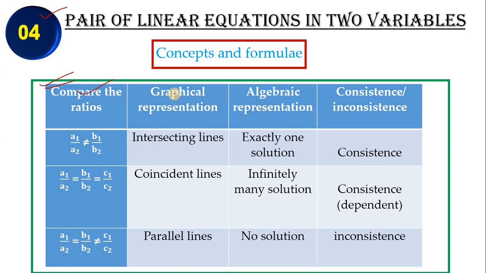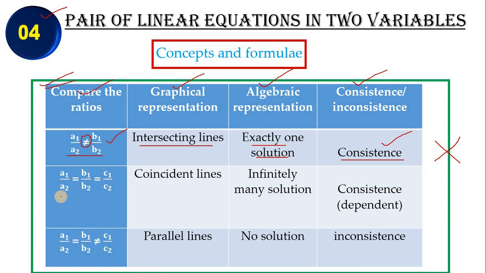Here are the ratios and their graphical representation, and this column belongs to algebraic representation, and it is related to whether it is consistent or inconsistent. The first ratio: A1 by A2 is not equal to B1 by B2. In this case we are going to get intersecting lines, the lines which intersect like this, one passing through another. These kinds of lines have exactly one solution, and these are called consistent. This is also very important, children. They will be asking in multiple choice questions.